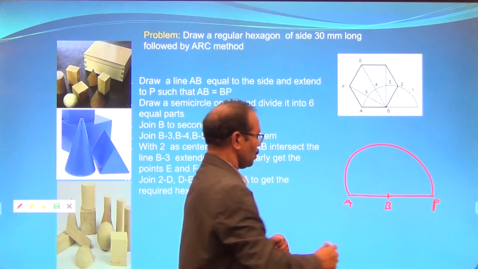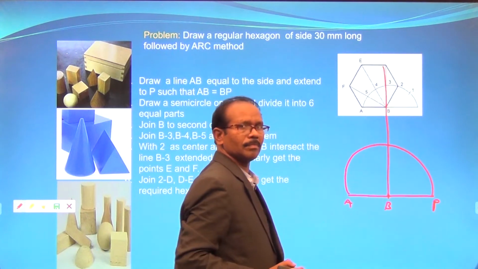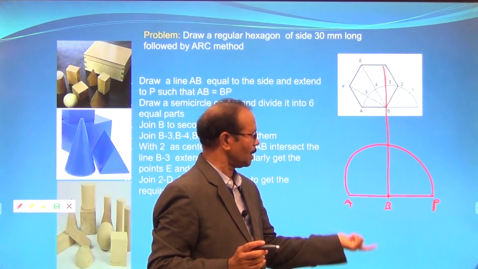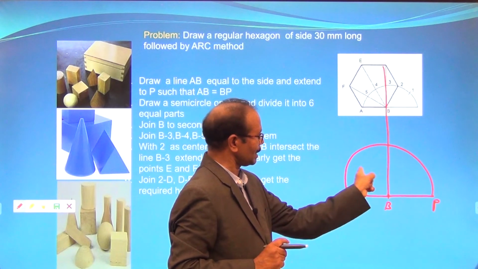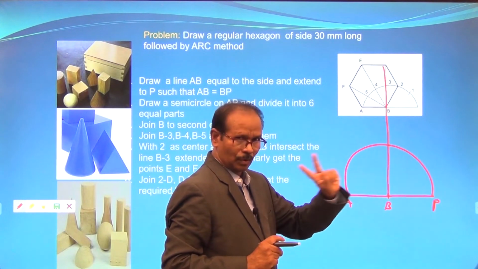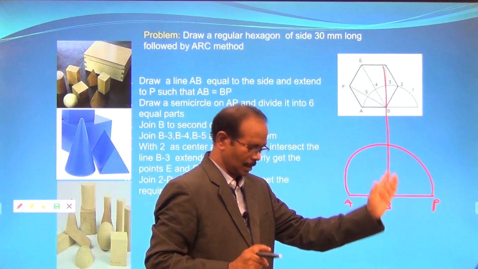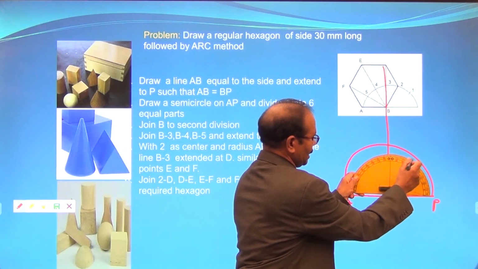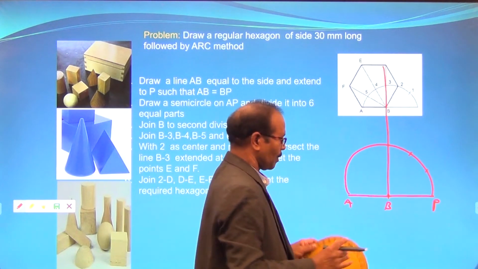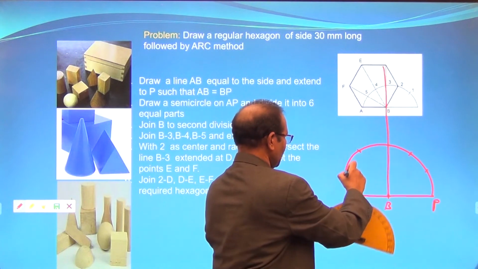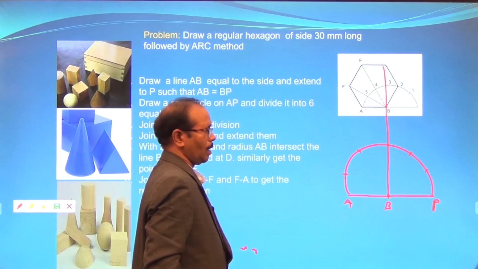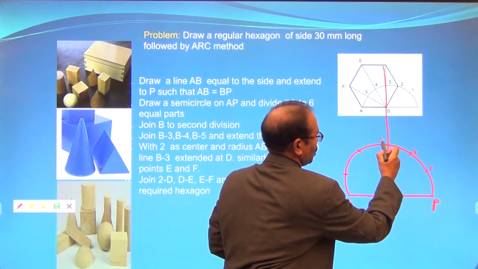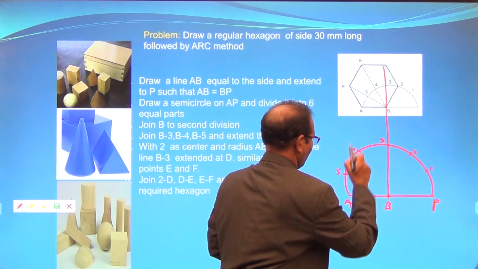Let's follow me. Now draw a vertical line. Don't worry about what procedure he followed, follow my procedure. Now this is 90 degrees. Divide this 90 degrees into 3 equal parts: 30 degrees, 60 degrees. Similar way, 30, 60. Now give the naming: 1, 2, 3, 4, 5.